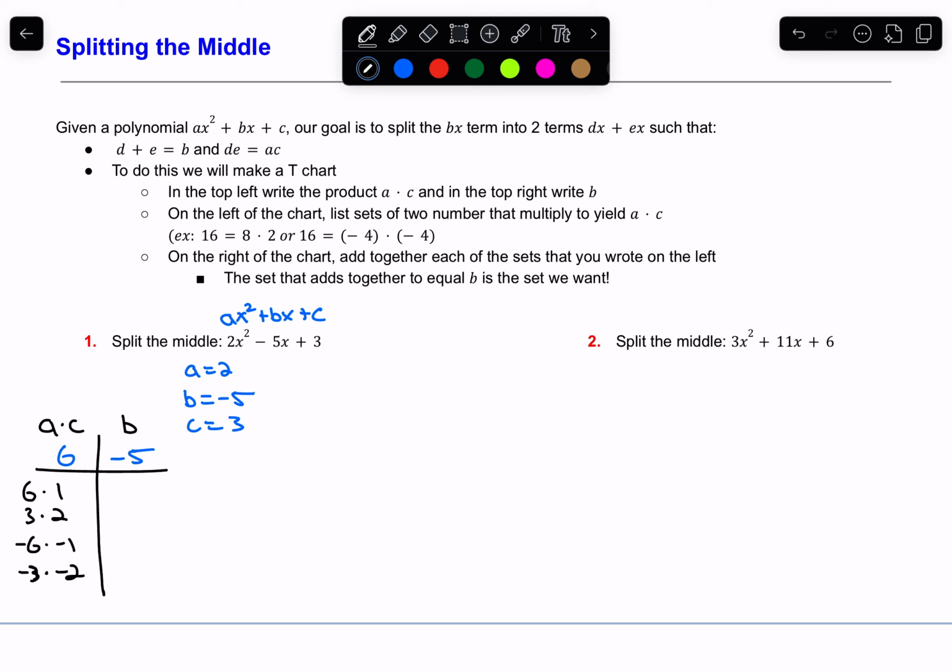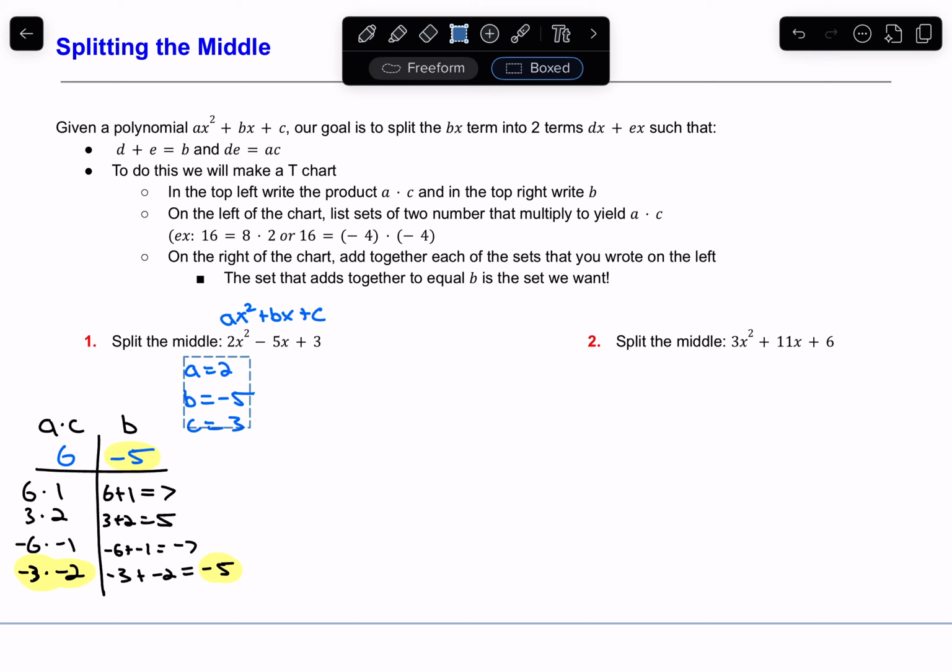Now on the right side of the chart, we have negative 5. What we're going to do is add together the numbers on the left. So 6 plus 1 equals positive 7. That does not equal negative 5, so that's not the right one. 3 plus 2 equals positive 5. That's close, but it's not negative 5, so still wrong. Negative 6 plus negative 1 equals negative 7, still wrong. But then the last one, negative 3 plus negative 2, equals negative 5. So what we want are these last two numbers because this negative 5 matches the b term at the top.